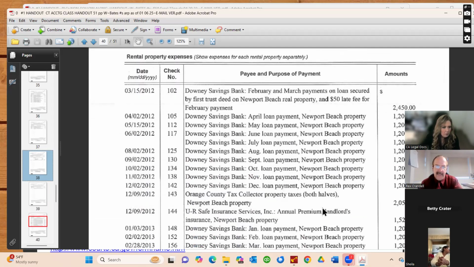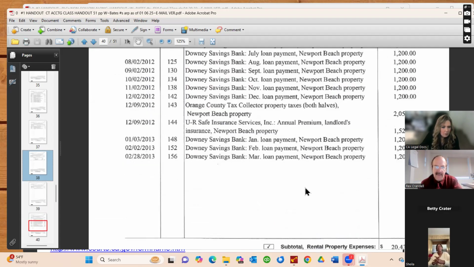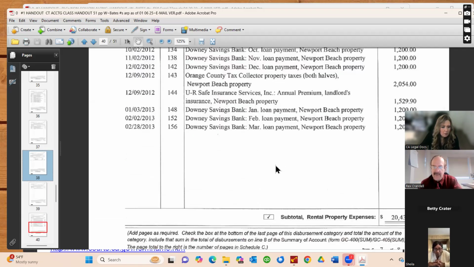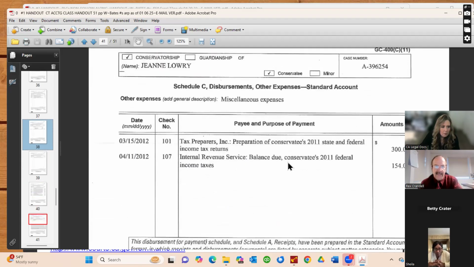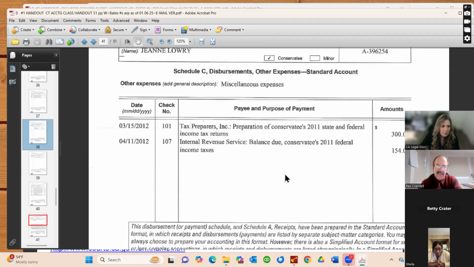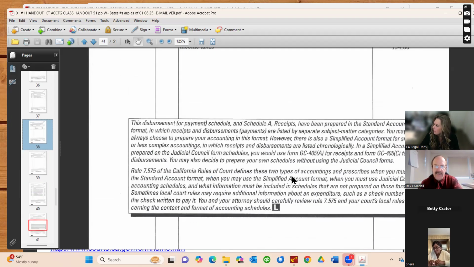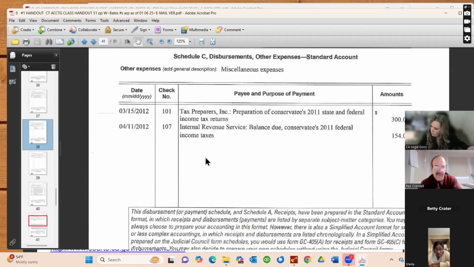The rental property expense, I would keep it separate by each of the rental properties. Got loan payment. You notice it's not broken out with principal and interest. And then this is the miscellaneous category, disbursements on line 30 or page 37, that shows other expenses, tax repairs, accountants, IRS things due, things that didn't fit into other schedules.